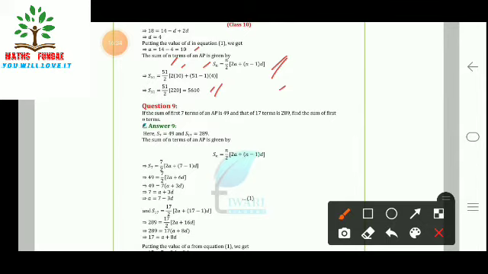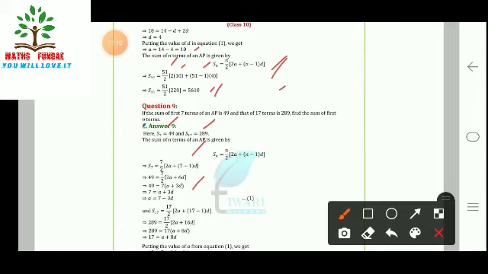Then question number 9: if the sum of the first 7 terms of an AP is 49 and that of 17 terms is 289, find the sum of the first n terms. The question is very interesting and very important also. So S7 is given to us as 49, S17 is 289. Let the first term be a and the common difference be d. The formula for Sn we know, that is n upon 2 [2a plus (n minus 1)d]. So S7 is equal to 7 upon 2 [2a plus (7 minus 1) into d]. So we have 49 is equal to 7 into (a plus 3d). On simplifying this, we are getting a plus 3d is equal to 7. So this is our equation number 1, that is a is equal to 7 minus 3d.